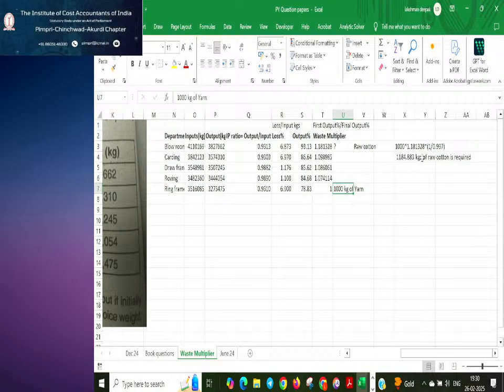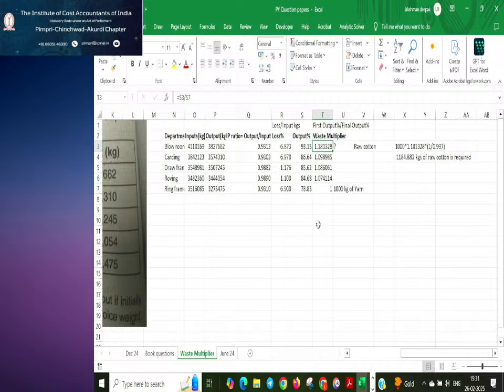Ma'am, can you just repeat the last one? Which one, this formula? Yeah. Usually, when we take 1000 kgs of yarn, what is this waste multiplier? It says what your wastage is at each stage. So if I have to produce 1000 kgs of yarn, how many kgs of raw cotton should go in as input? That is the question they are asking. If the waste multiplier is 1.18, what does it mean? For producing 1 kg of yarn, you require 1.18 kgs of cotton. That is the relationship between these two.